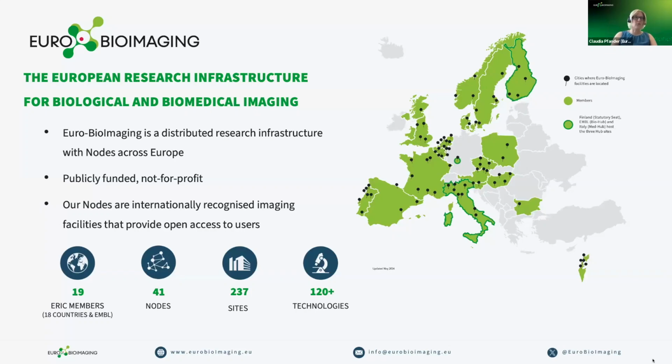Just a brief word on Euro-BioImaging. So Euro-BioImaging is, as you're probably aware, the pan-European research infrastructure for biological and biomedical imaging. We are distributed across 18 countries and the EMBL here in Heidelberg, where I am based. We have 41 nodes and 237 sites that together offer more than 120 different imaging technologies that range really all the way from the very small atomic force microscopy, for example, to up to preclinical and clinical imaging in humans.